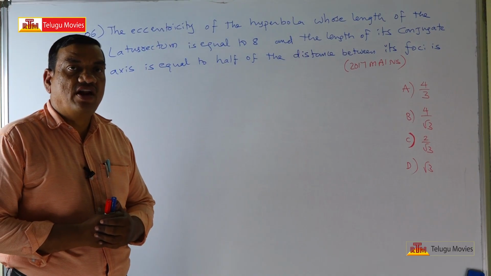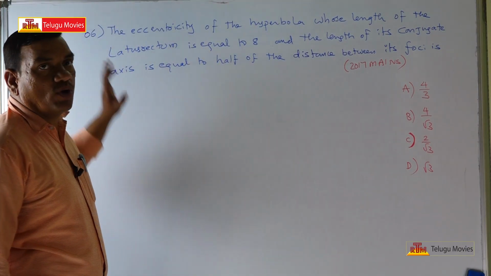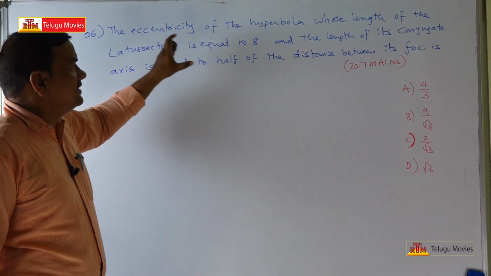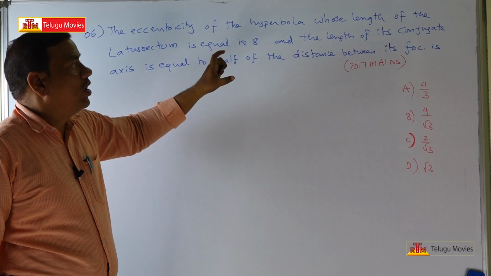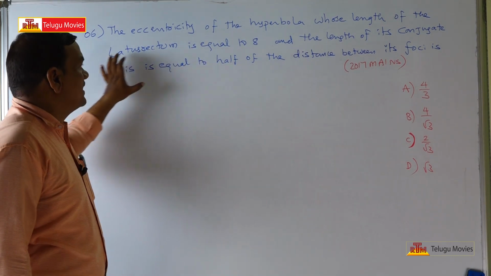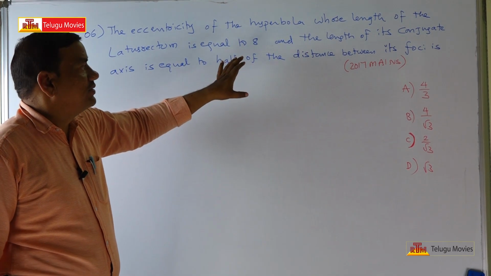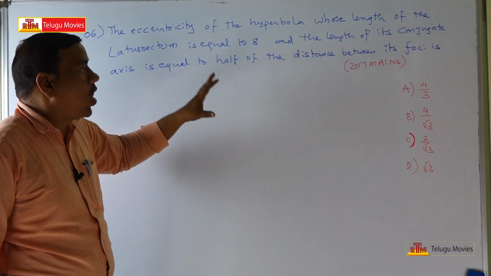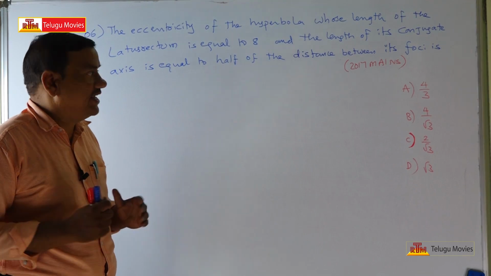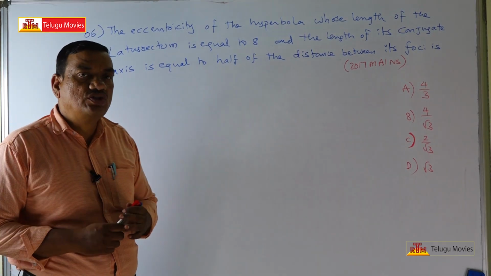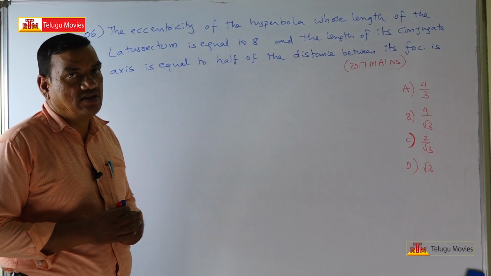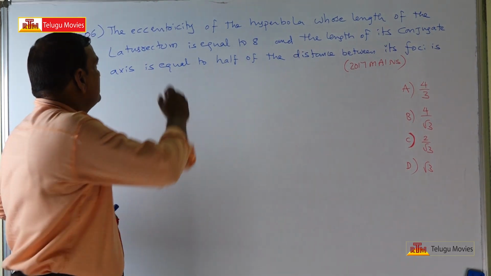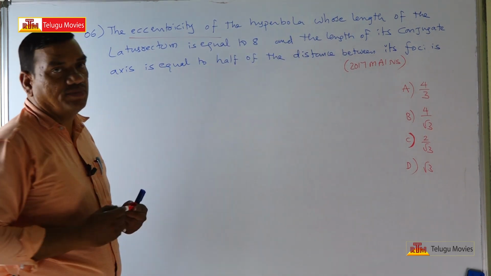Dear students, welcome to the sixth problem of today's class. The sixth problem is: the eccentricity of the hyperbola whose length of the latus rectum is equal to 8 and the length of its conjugate axis is equal to half the distance between its foci is. It was asked in the 2017 mains examination. Okay, now, on the whole, you have to find out the eccentricity of the hyperbola. So those are the options given.